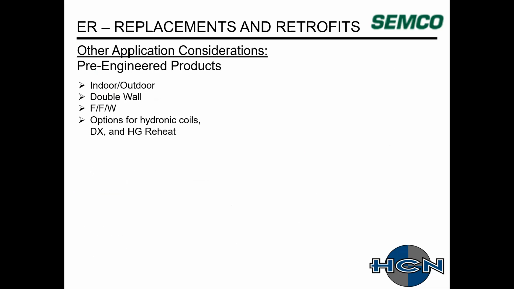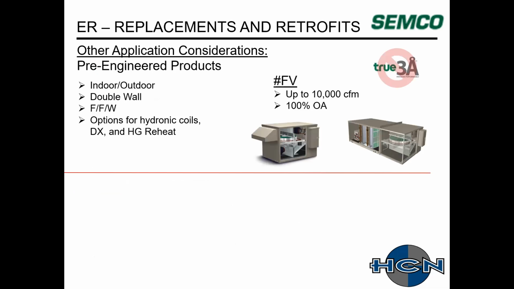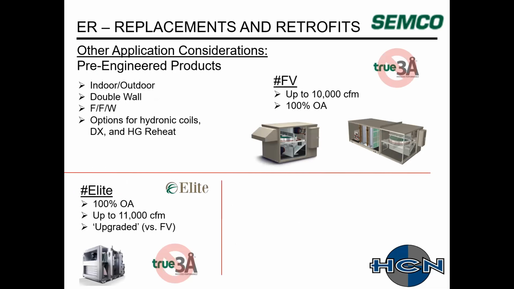All right. So other pre-engineered products that Semco has are indoor-outdoor energy recovery units, double wall. They can be fan, filter, and wheel. They have options for some coils. They have the model FV. It's up to 10,000 CFM. This is only for 100% outside air. Just to highlight that because of the size, they do not have the True 3A wheel available.